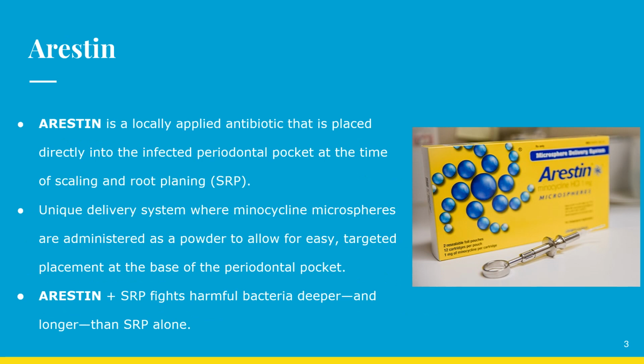What is Arestin? Arestin is a locally applied antibiotic which is placed directly into the infected periodontal pocket at the time of SRP, that means scaling and root planing. It is a unique delivery system where the minocycline microspheres are administered as a powder to allow for easy targeted placement at the base of periodontal pockets. Arestin and scaling and root planing fight the harmful bacteria deeper and longer than SRP alone.